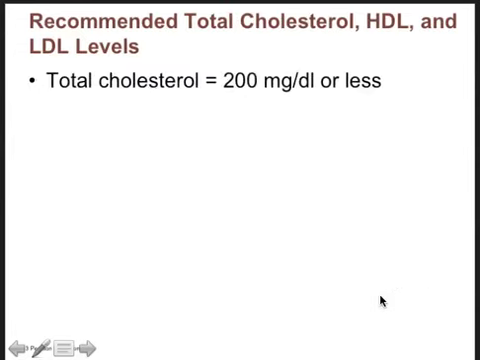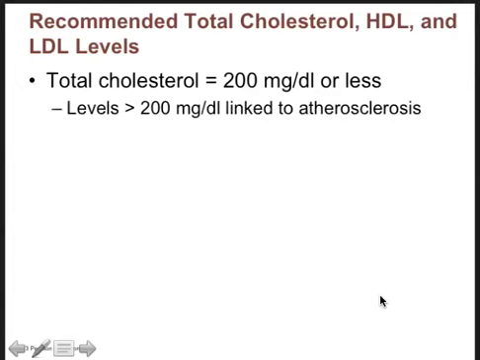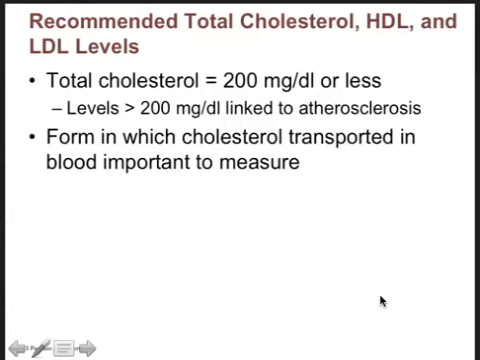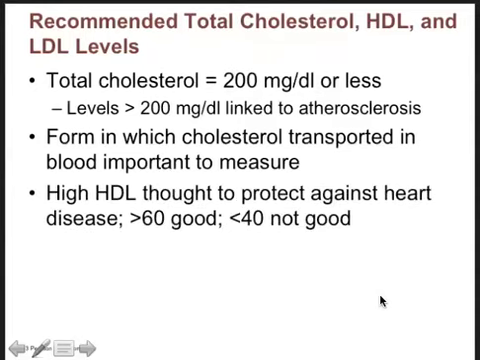Your total cholesterol should be 200 milligrams per deciliter or less. Levels greater than 200 milligrams per deciliter are linked to arteriosclerosis. The form in which the cholesterol is transported in the blood is important to measure. High HDL is thought to protect against heart disease. Greater than 60 milligrams per deciliter is considered to be good. Less than 40 is not good.